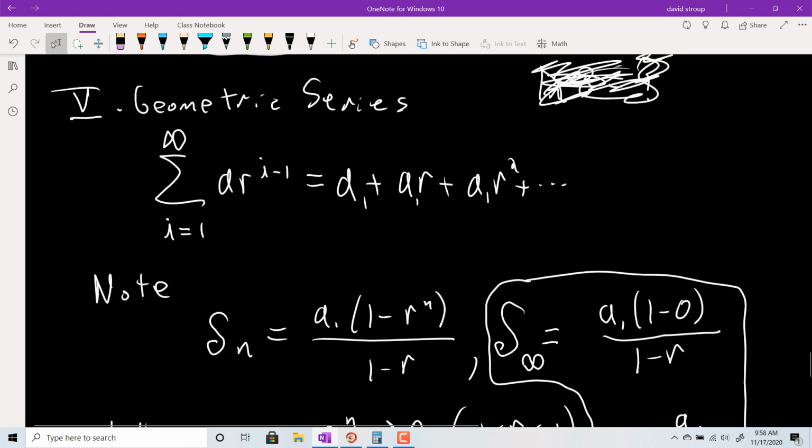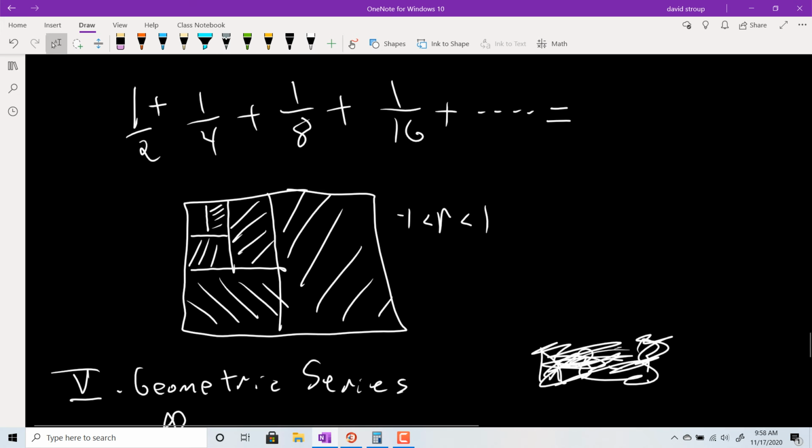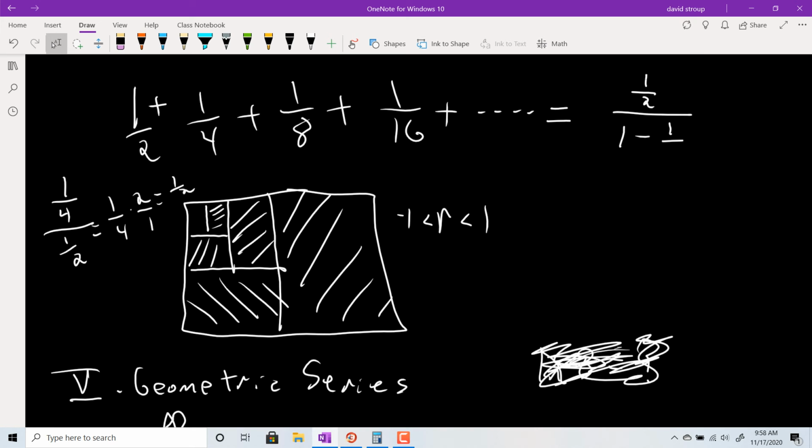So going back to my example with the boxes, if I wanted to add that up, it's a sub 1, which is 1/2, all over 1 minus r. The common ratio, if you take two terms and divide them, you'll have 1/4 times 2 over 1, which is 1/2. So 1/2 all over 1 minus 1/2 equals 1/2 over 1/2, which of course is 1, the area of this box, if you have 1 by 1 sides.